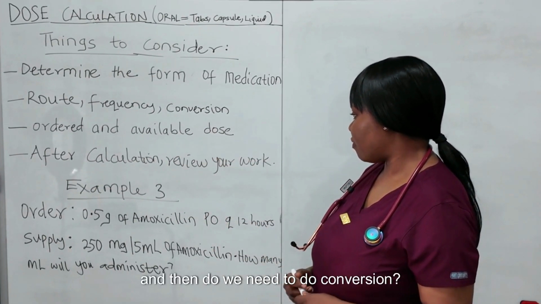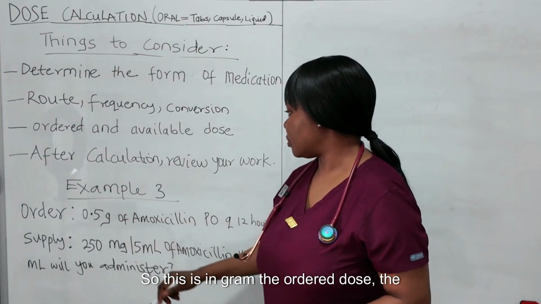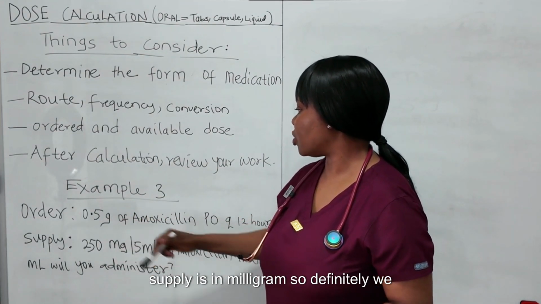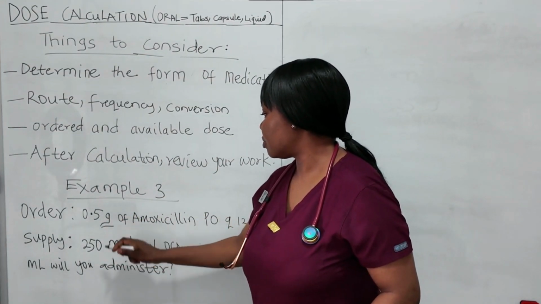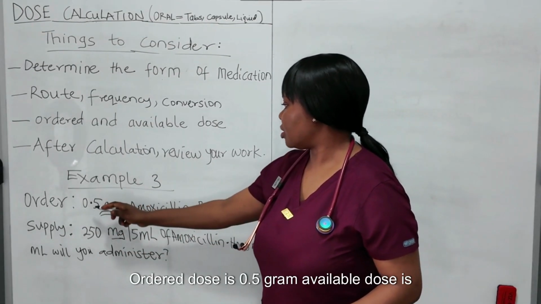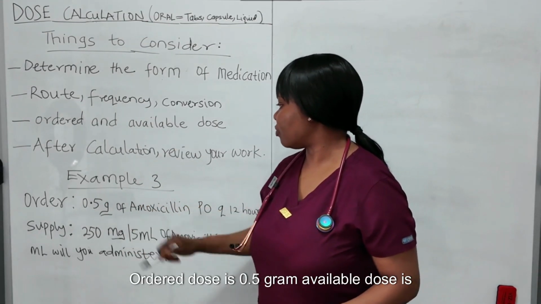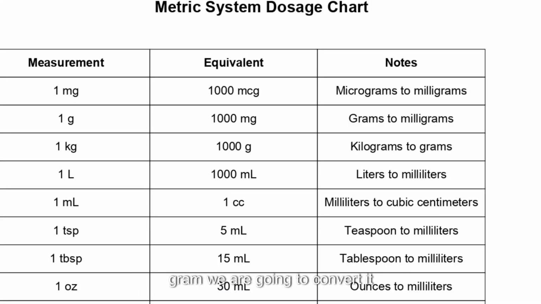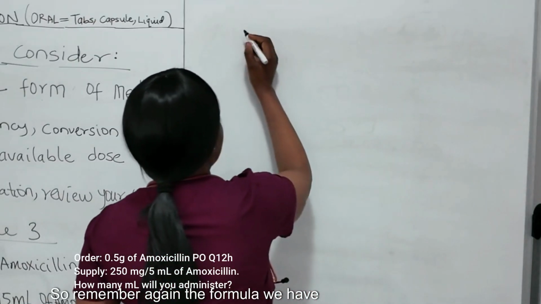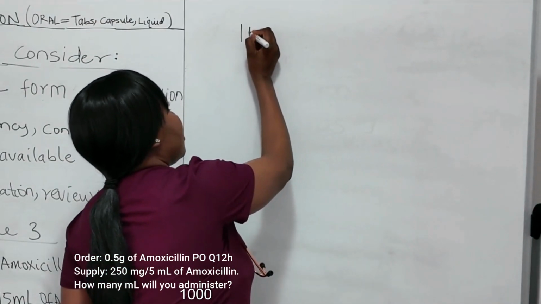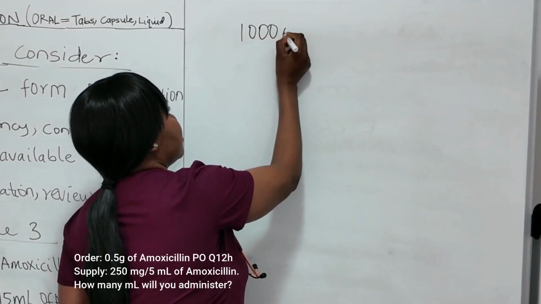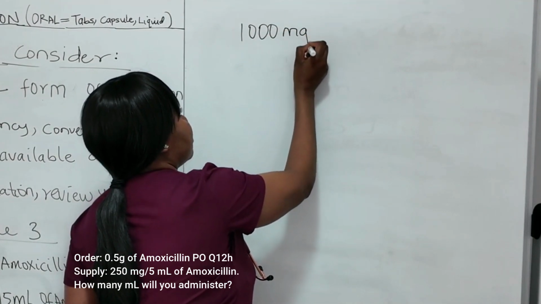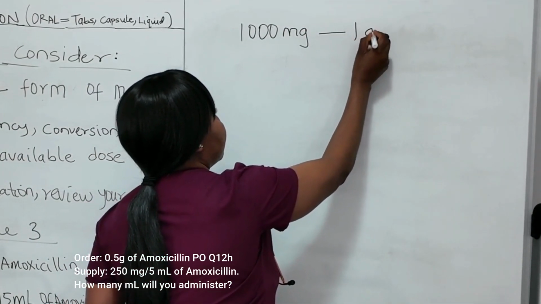And then do we need to do conversion? The ordered dose is in gram, the supply is in milligrams, so definitely we'll be doing conversion. Ordered dose is 0.5 gram, available dose is 250 milligram. We'll start with doing conversion. We're going to convert the gram to milligram so that it will be the same. So remember again, 1000 milligram will give us 1 gram.